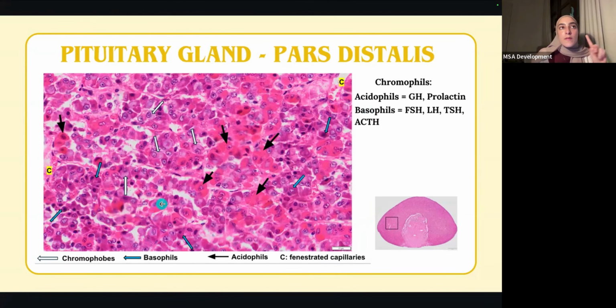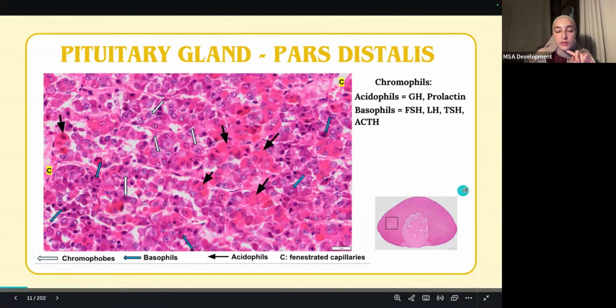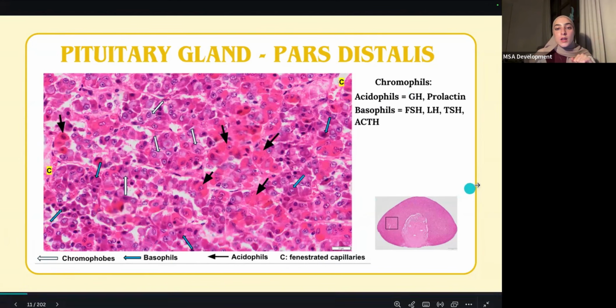So to revise, the more pinkish or reddish hot pink cells, they're acidophils, and they synthesize growth hormone and prolactin. Basophils are more purple, more blue. They synthesize FSH, LH, TSH, and ACTH, okay? And then the chromophobes are clear, or they don't really have a specific function, so kind of ignore them.